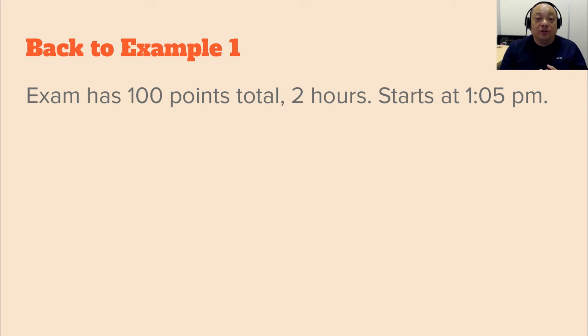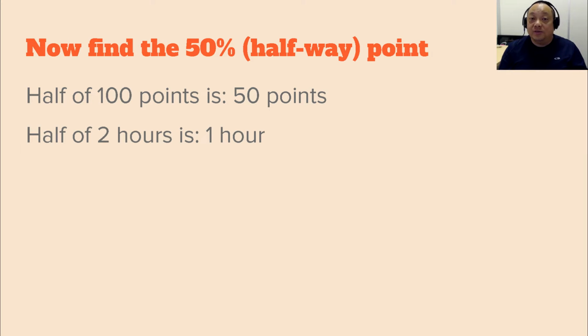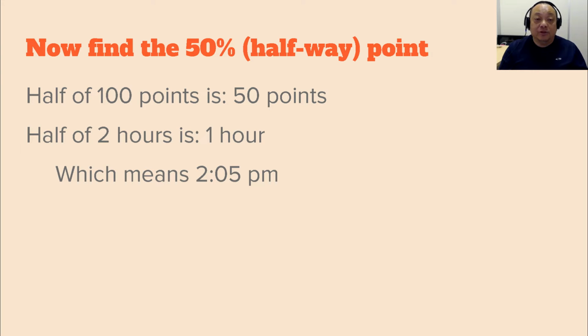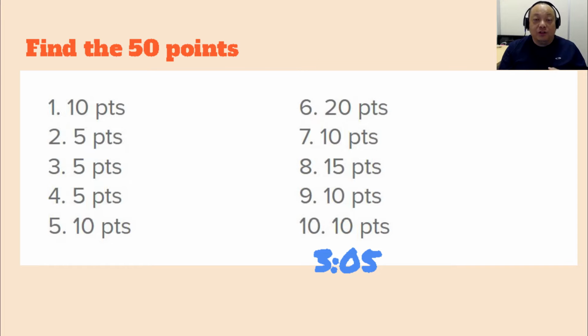It was 10 questions, 100 points, 2 hours. Half of 100 points is 50 points. Remember, we're allocating by points. And half of 2 hours is 1 hour. 1 hour after starting time is 2:05 p.m. Go back to the test questions and find the 50 points.